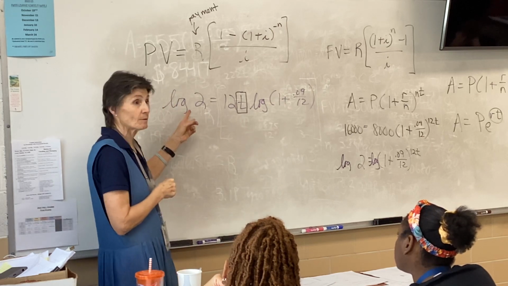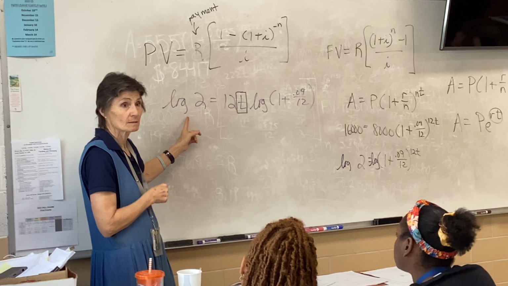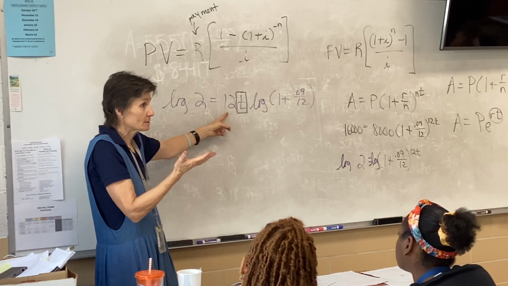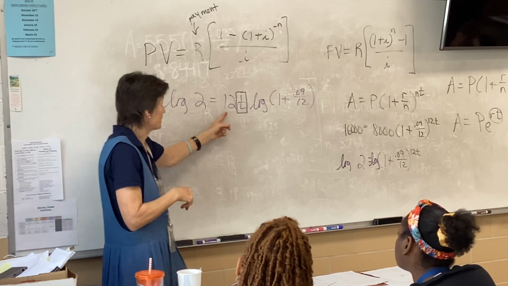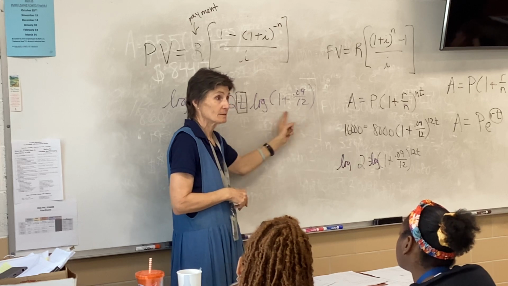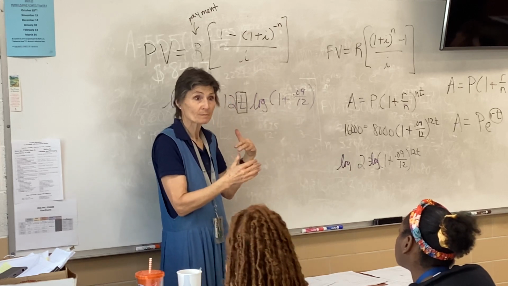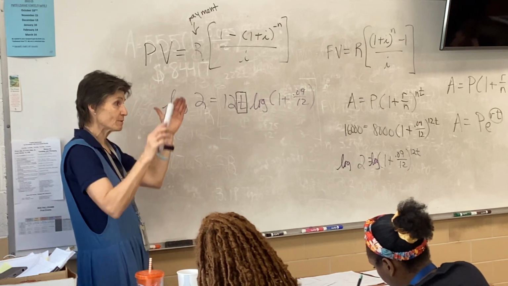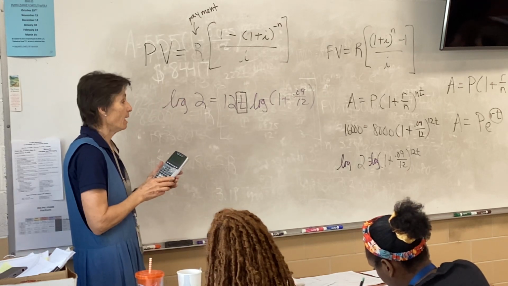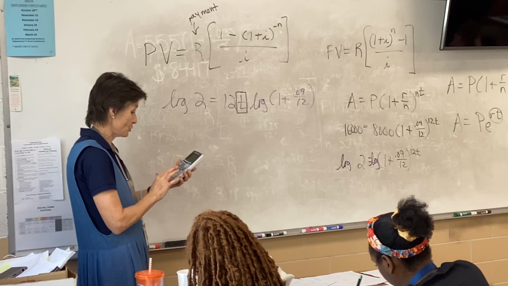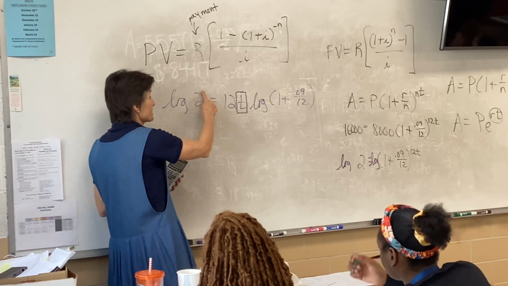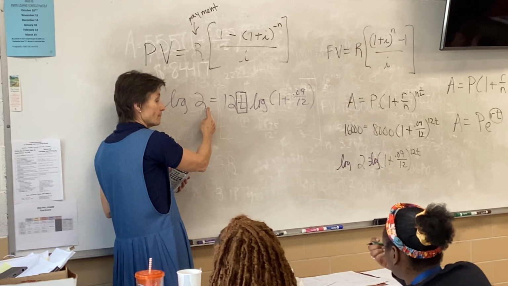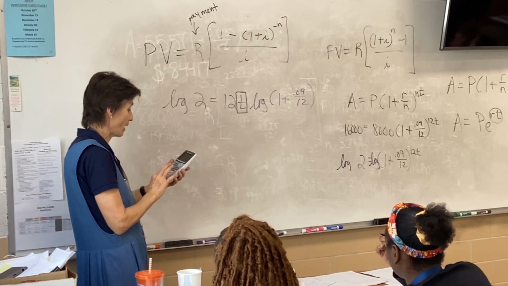You're going to have to take whatever the log of 2 is and divide by 12 and divide by that guy. Don't we need to divide by both of them? Yeah. Okay, I like to do it separately. If you do it together, you have to make sure they're in parentheses. But I'm just going to take log 2, close it, and then I'm going to divide by 12.